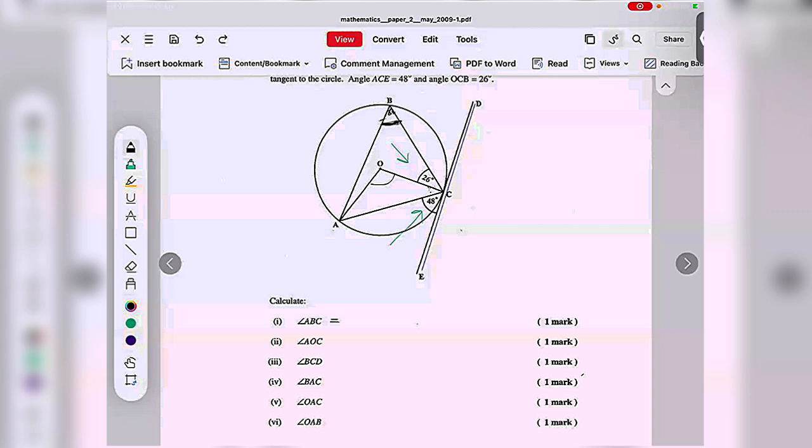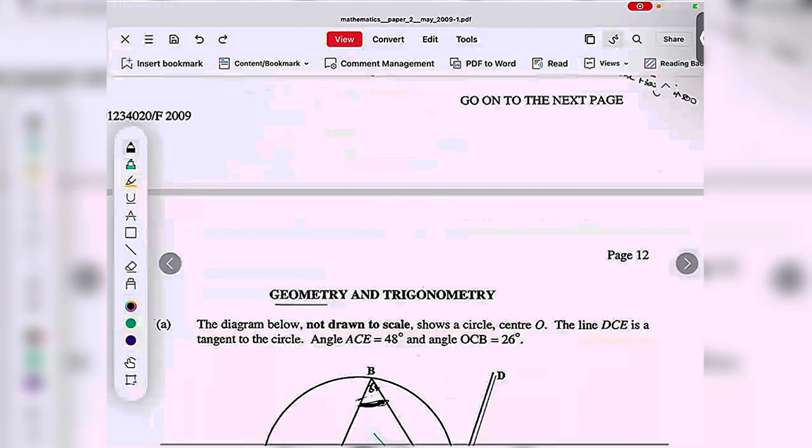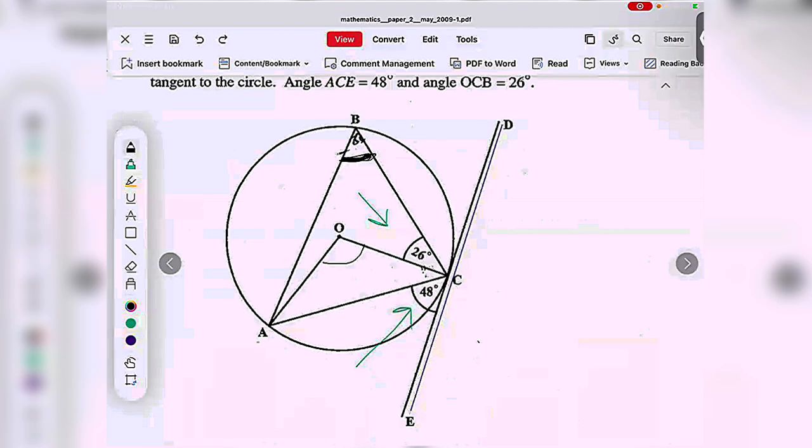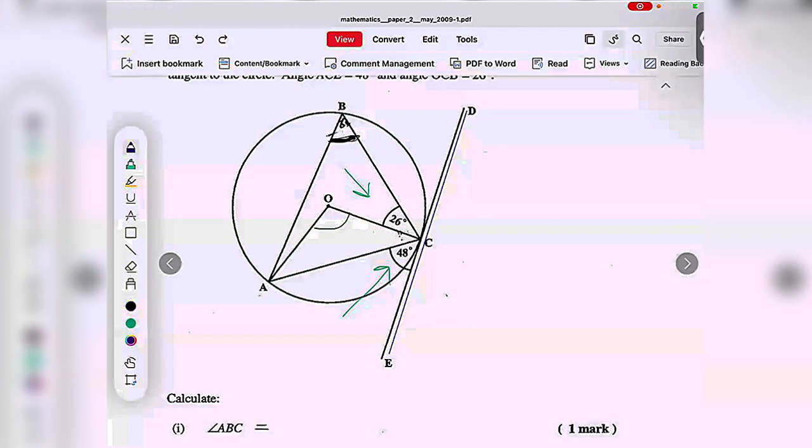Not found it yet? So you're saying we're not going to use any of the trig rules? No, this is not a trig question, you know. Remember, the topic is trigonometry and geometry, but you're under geometry. You're not under trig yet. Is it where it says the angle between the chord and the tangent is equal to something? Very good. That is it.